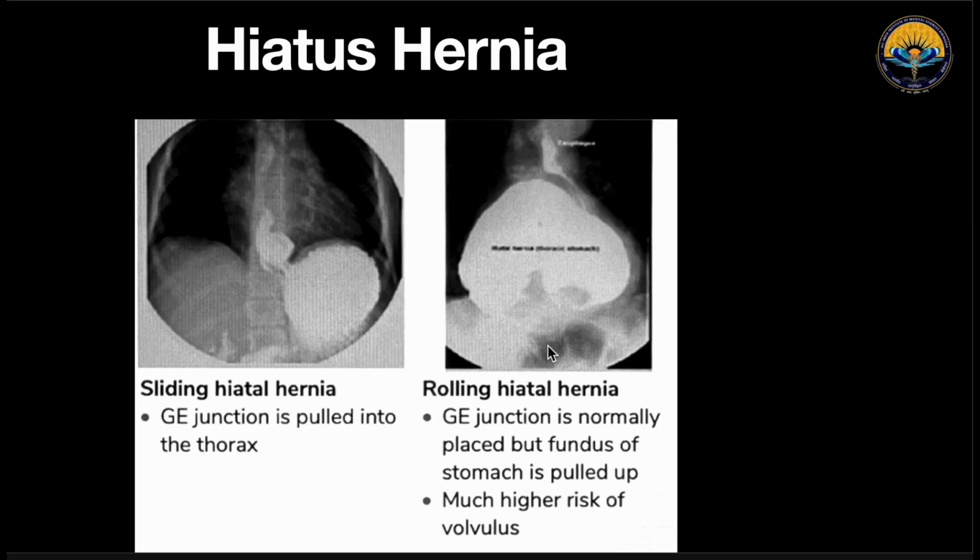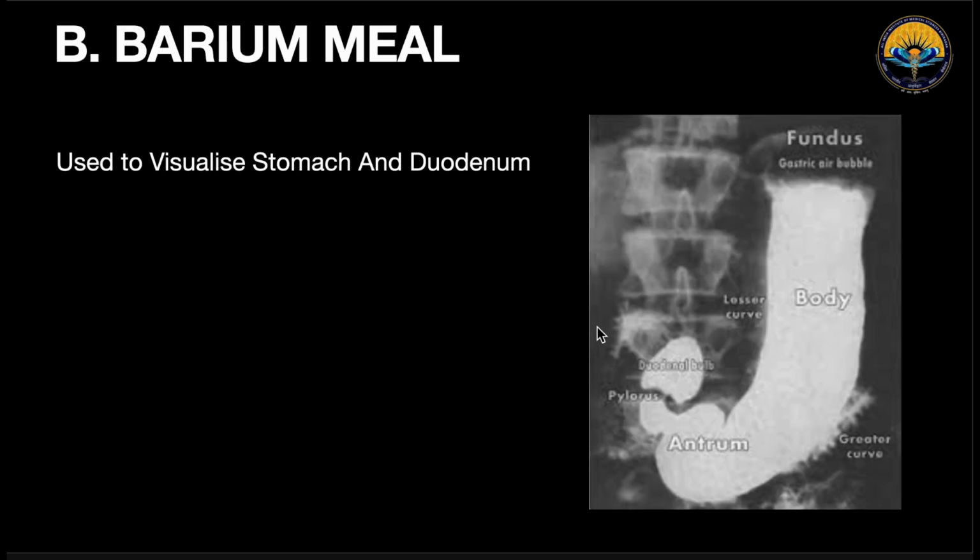Whereas in rolling hernia, instead of the GE junction, some other part will go upward. It could be some fundus of the stomach or anything. It may get pulled up and come out through the diaphragmatic opening, and that is called a rolling hernia, like here. And the rolling hernia has a much higher risk of volvulus and ischemia.